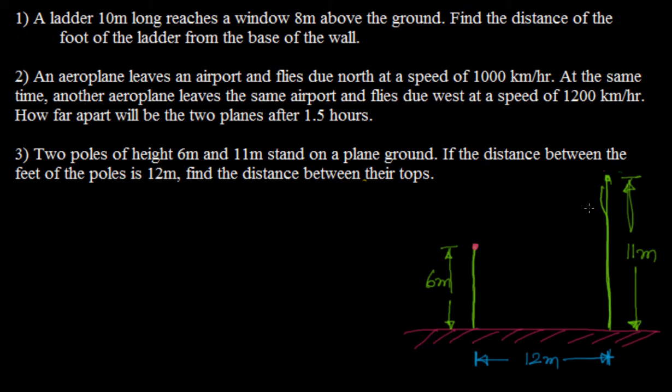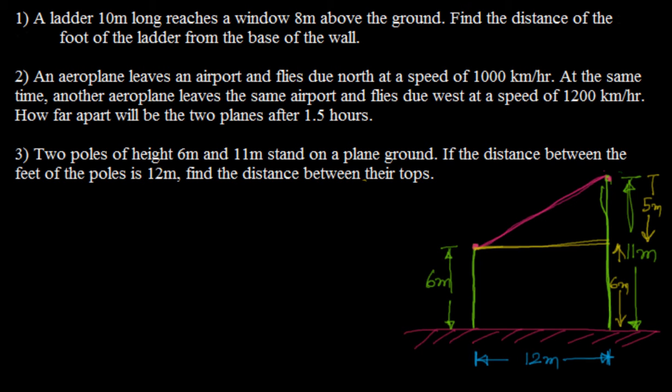This is the top of the first pole, this is the top of the second pole. You have to find out the distance between them. Now what you can see here is, this is 6 meter and this is 11 meter. So if I draw a horizontal line parallel to the ground, you can see that if this is 6 meter, this is also equal to 6 meter. That will make this distance equal to 5 meter.